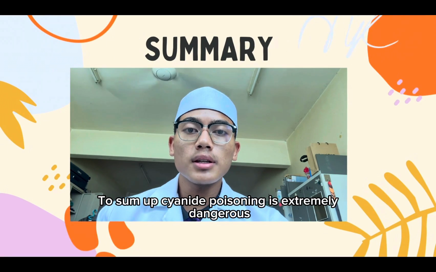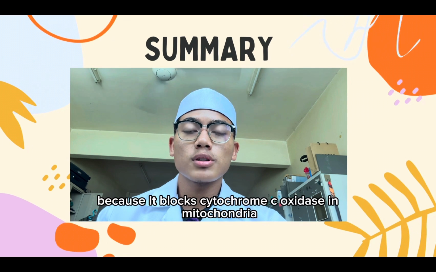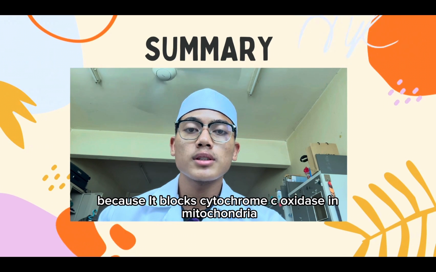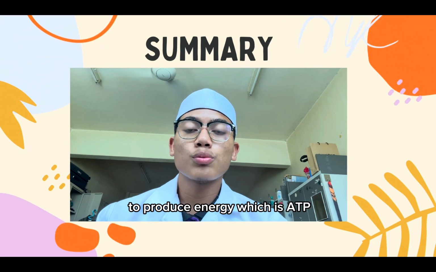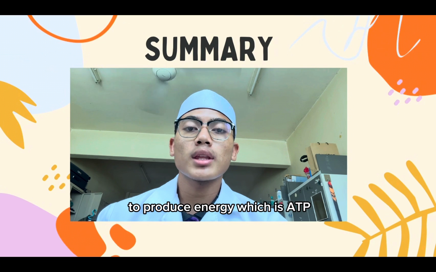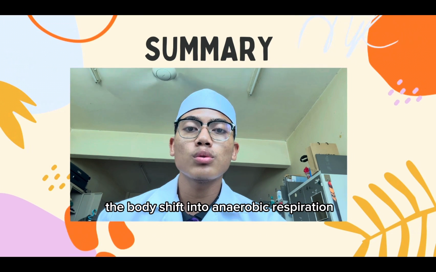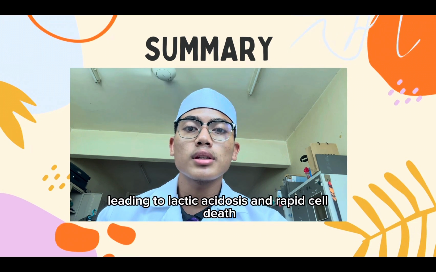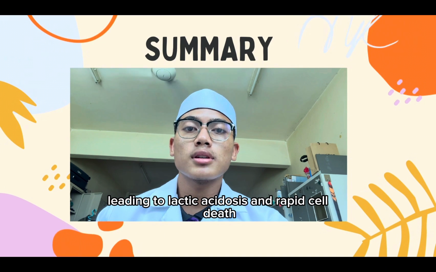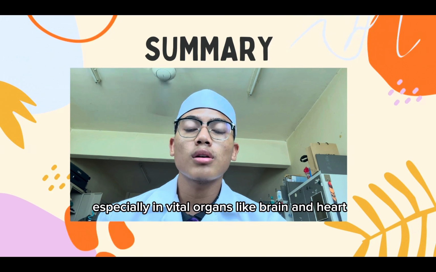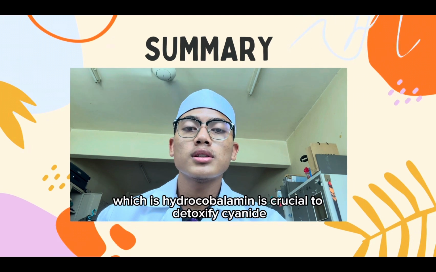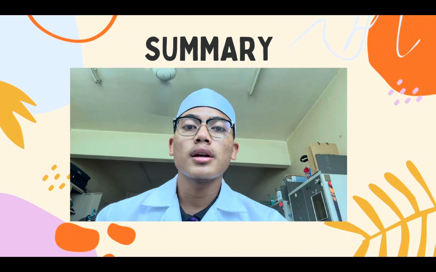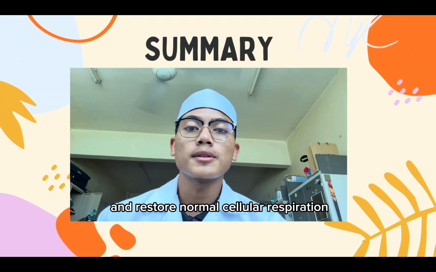To sum up, cyanide poisoning is extremely dangerous because it blocks cytochrome C oxidase in mitochondria, preventing cells from using oxygen to produce energy, which is ATP. As a result, the body shifts into anaerobic respiration, leading to lactic acid and rapid cell death, especially in vital organs like the brain and heart. Treatment with the antidote, which is hydroxycobalamin, is crucial to detoxify cyanide and restore normal cellular respiration.